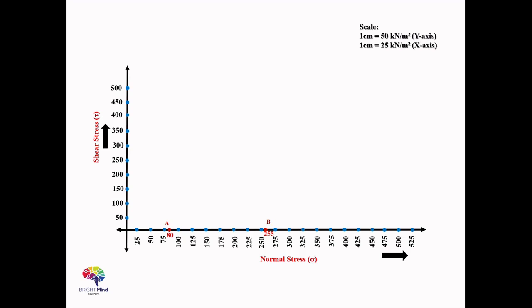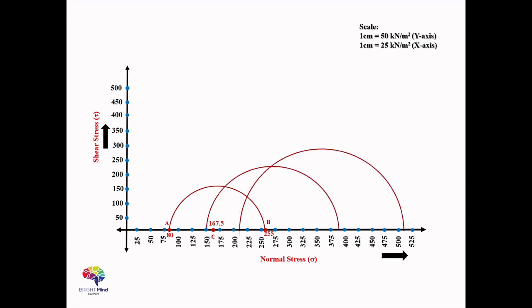We'll then find the center of these two points, that comes out as 167.5. We'll label it with point C. Now we'll take C as the center and AC as the radius. We'll draw a circle touching points A and B as it is seen in the graph. So this is how we have to draw the Mohr circle. Following the same steps, we'll draw the Mohr circle for the remaining trials as shown in the graph.